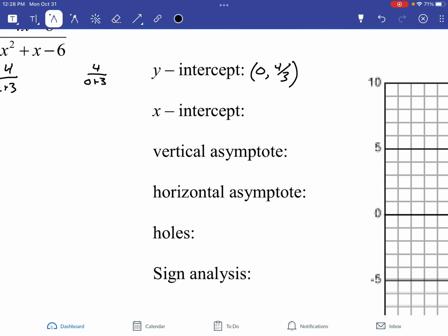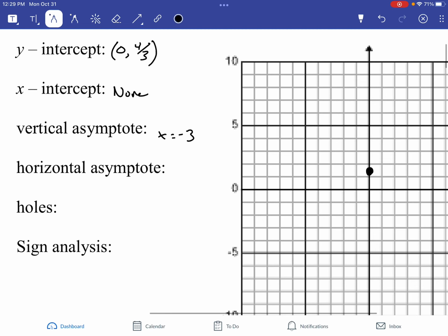For the x-intercept, we take the numerator of our fraction and set it equal to 0, which doesn't make any sense because 4 does not equal 0, which means there is no x-intercept. So we put none. For our vertical asymptote, put x plus 3, which is the denominator, set it equal to 0. Solve for x. We have x equals negative 3. So that's our vertical asymptote. We're going to make our dashed line at negative 3 vertically.